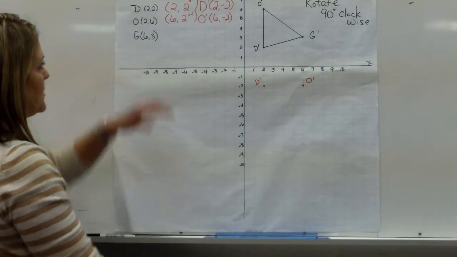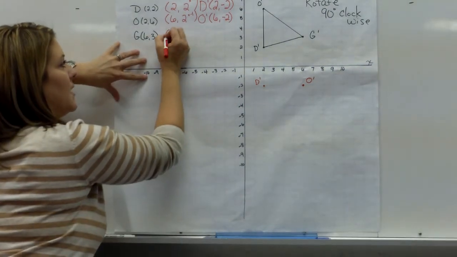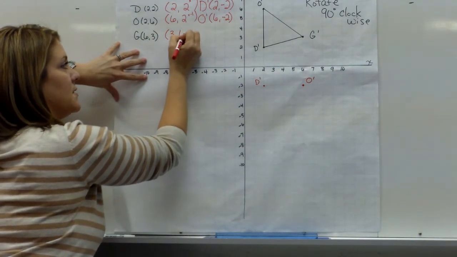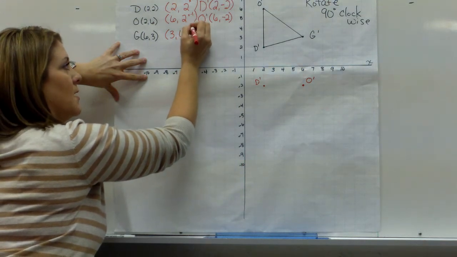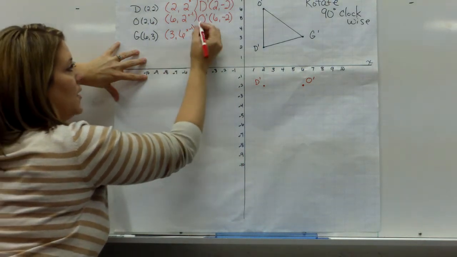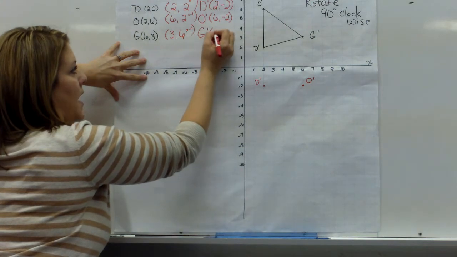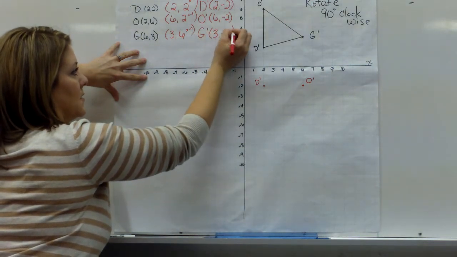And then your G is currently at 6, 3. When we rotate that, it's going to be at 3, 6, but we have to multiply the new second coordinate by a -1. So the new G will sit at 3, -6.